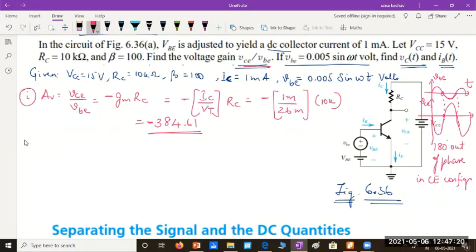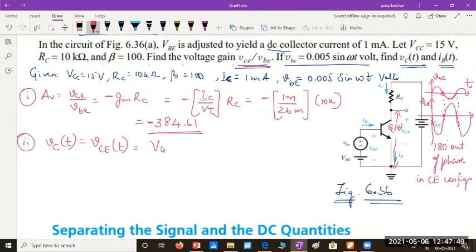Now we have to find VC of t. How do I find VC of t in this circuit? What is VC? It is the voltage between collector and ground. Isn't it the same as VCE? In this case, since there is no emitter resistance, VC is the same as VCE of t.